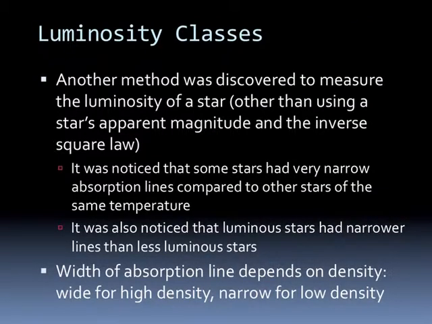Now, another method was discovered to measure the luminosity of a star, other than its apparent magnitude and inverse square law. It was noticed that some stars had very narrow absorption lines compared to other stars of the same temperature. It was also noticed that luminous stars had narrower lines than less luminous stars. So the width of the absorption line depends on density: wide for high density, narrow for low density.